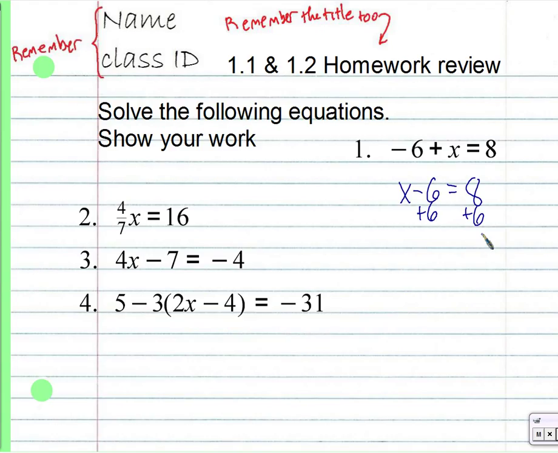To make it, well, not to make it balanced, it's already balanced. It started out balanced. Now we keep it balanced. Okay. And why are we adding 6? What happens when we add 6 on the left side? We get 0. It is good to add 0 because it doesn't change anything. So x plus 0 is x, and 8 plus 6 is 14. X is 14.